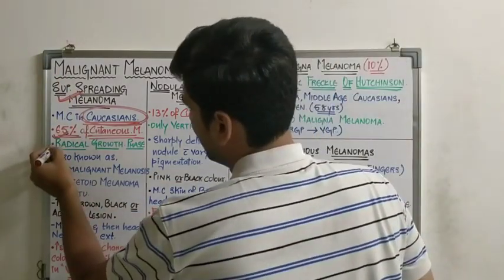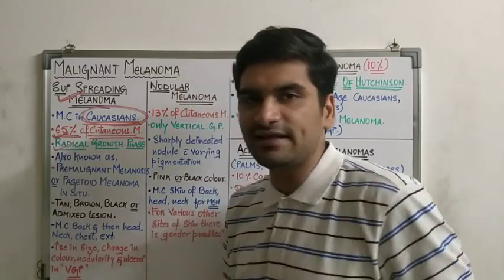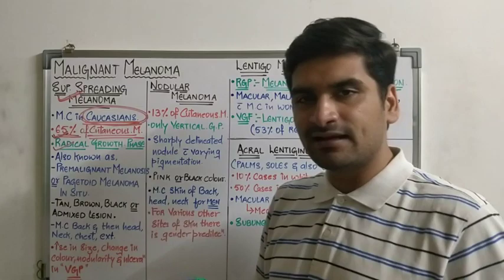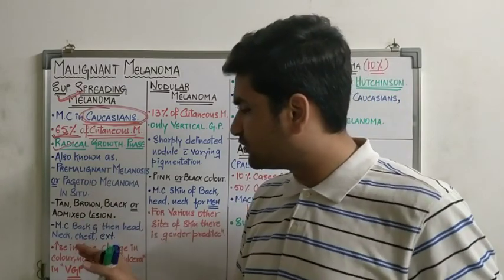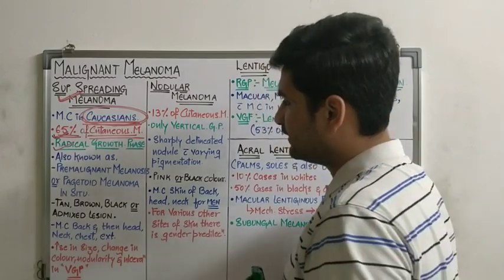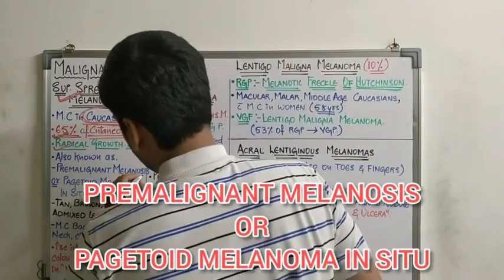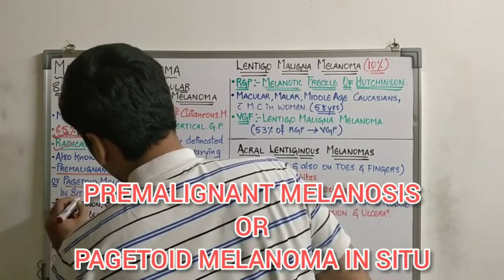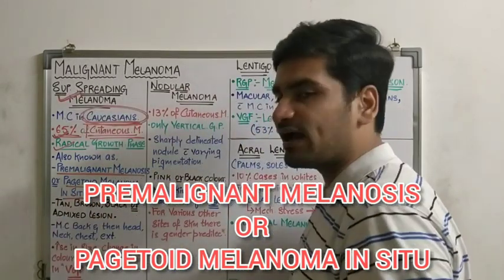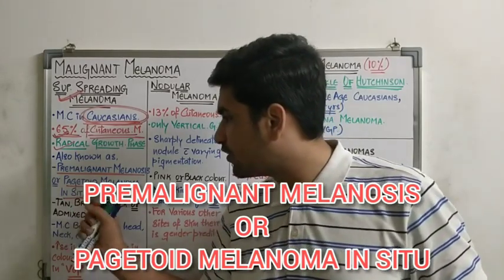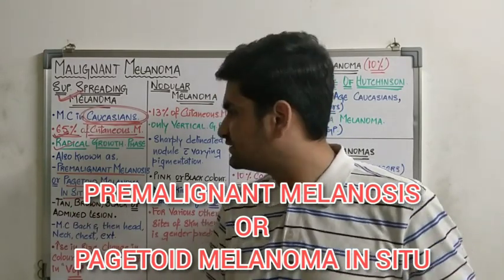They are going to show radical growth phase for many years. Starting they will be in radical growth phase, then moving on they are going to shift to vertical growth phase, but that will be after a long period of time. These are also known as pre-malignant melanosis, or you can also call it as pagetoid melanoma in situ. Kya kya keh sakte hai isko? Pre-malignant melanosis or pagetoid melanoma in situ.